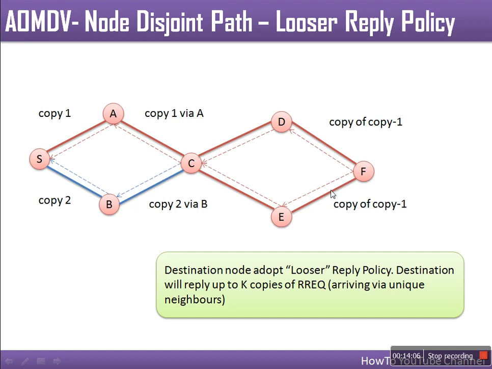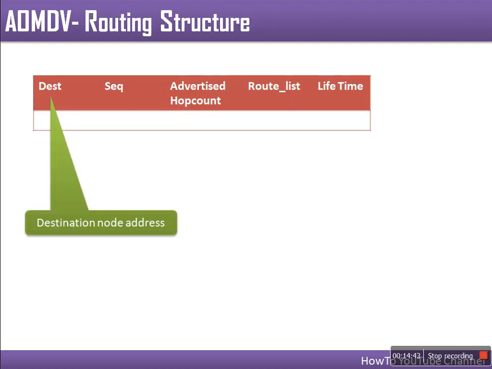So if we look at this scenario, one path we can say is S A C D F, another path is S B C E F. So this is not a node disjoint path, because node C is common in both paths, but this is a link disjoint path. There is no link common between these two paths. So this loser reply policy helps us to achieve link disjoint paths. Now how is this link disjoint path actually achieved? We will see that with the help of one example.